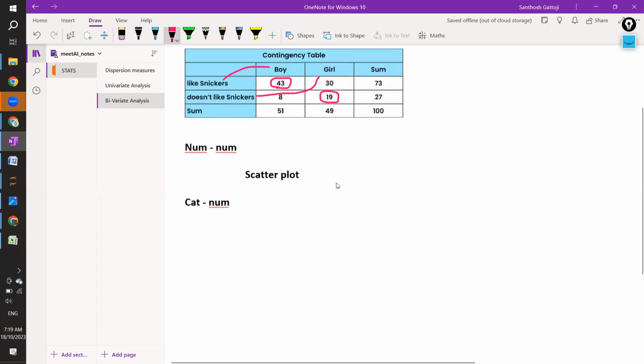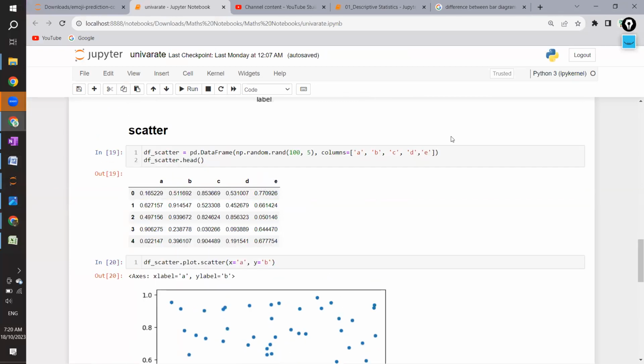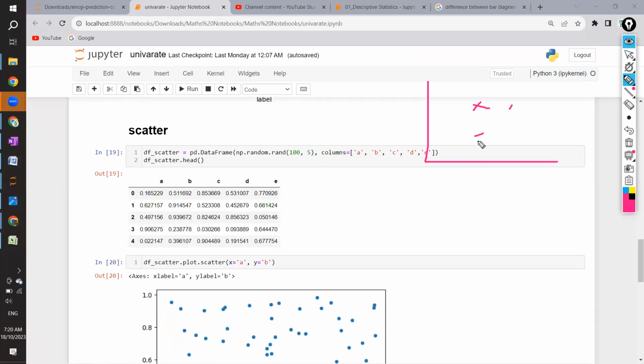Now coming to numerical and numerical data, you can use something called a scatter plot. Okay, so here we are going to see a scatter plot. It's called a scatter plot because the values will be scattered, dispersed all over the space. Fine. So let's see how we can draw a scatter plot.